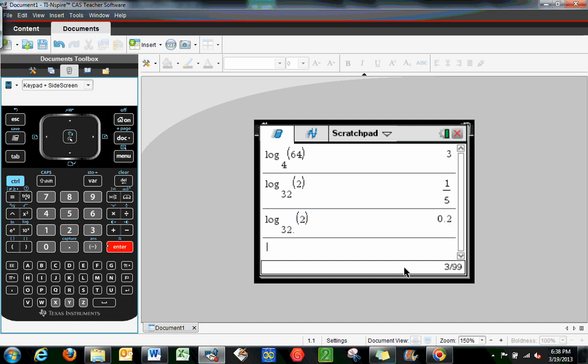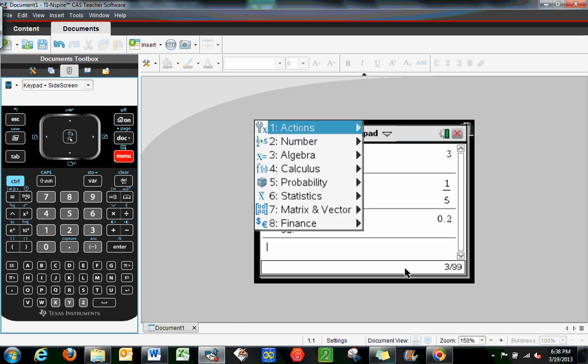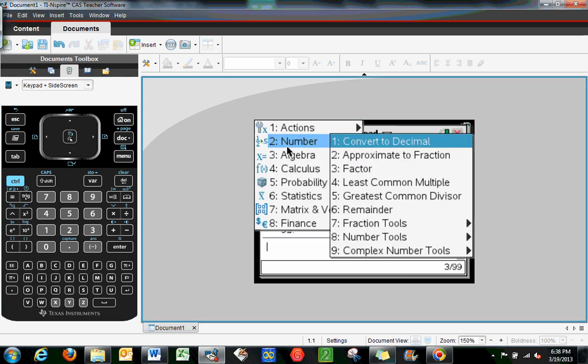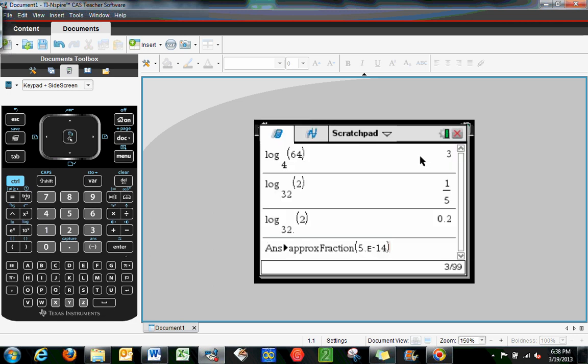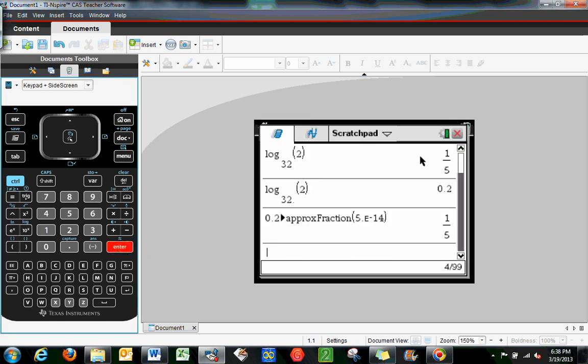You may have gotten 0.2, and of course, if you need to give your answer in terms of a fraction, you can actually change that decimal to a fraction by going to the menu, and you can go to the number part, and you can say approximate to a fraction and hit enter, and then of course it's going to take that and make it 1/5. So the calculator actually can convert your decimals and fractions very quickly if you want to do that as well.